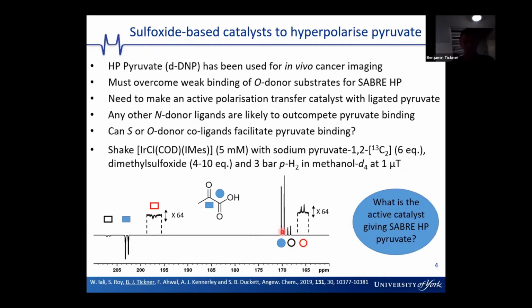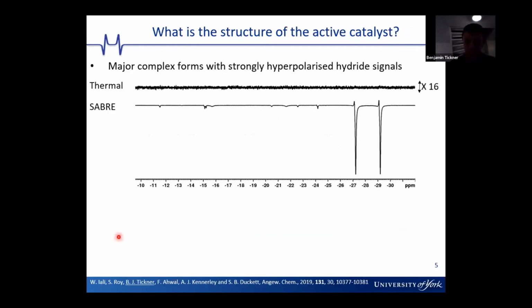But interestingly, we see two additional forms of pyruvate signals here. One shown by the black shapes, and a second one, if you zoom in, you can see shown by the red shapes. So this is telling us this is probably pyruvate in two different forms that's bound to our catalyst. But the real question that we have is, what is the structure of the active polarization transfer catalyst that is giving rise to these hyperpolarized pyruvate signals?